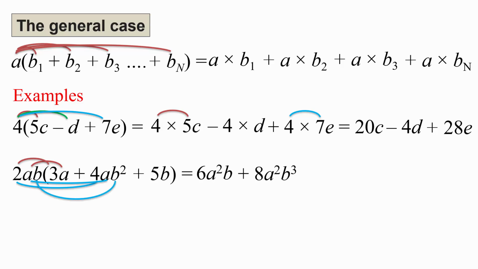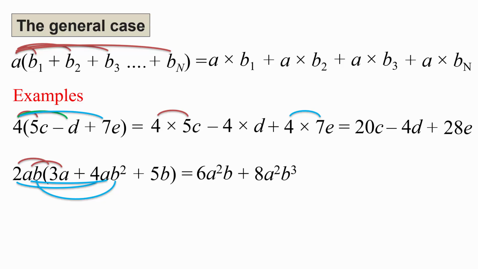The next part of the expansion, 2ab times 4ab squared. We can have 2 times 4, which is 8. A times a, which is a squared. And b times b squared, which gives us b cubed, or b to the power of 3.